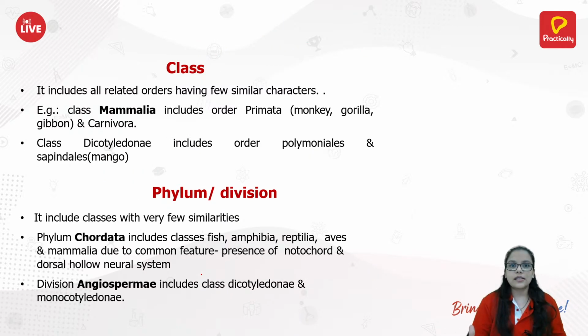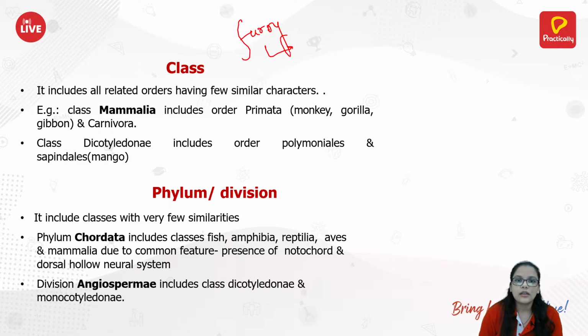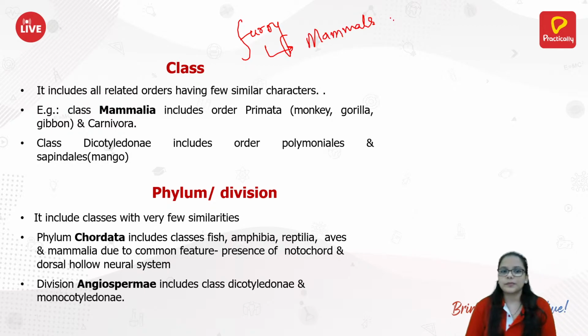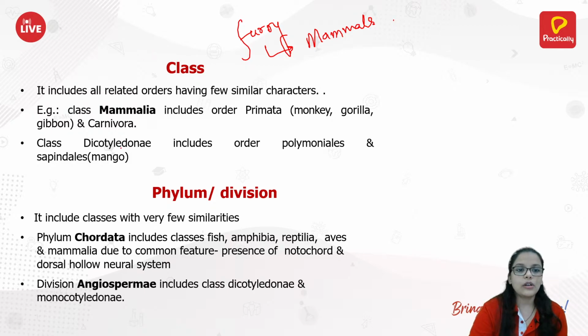And then there is class. Again, few number of similarities, such as when it comes to mammals. Furry things. If they are furry animals, they are put in mammals. Now in plants also you can see dicot includes many plants. These are all class Dicotyledonae. That can be mango, can be orange, can be anything.